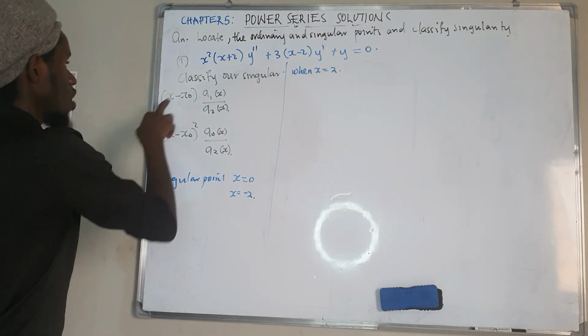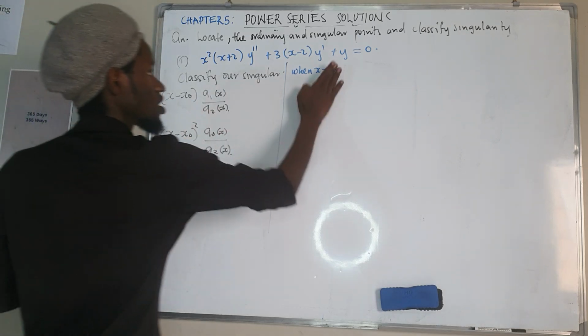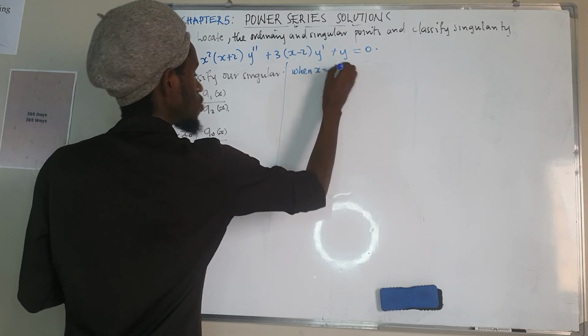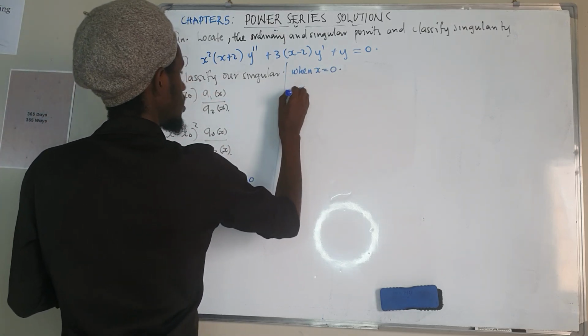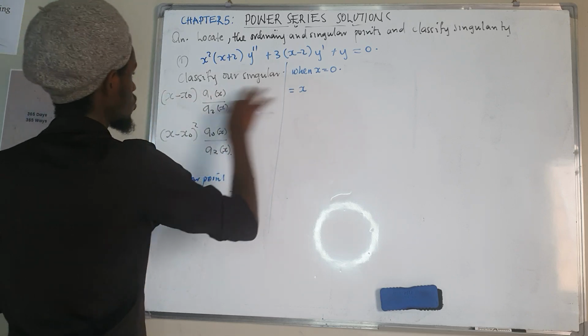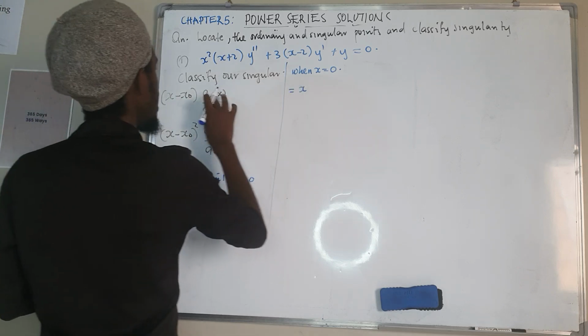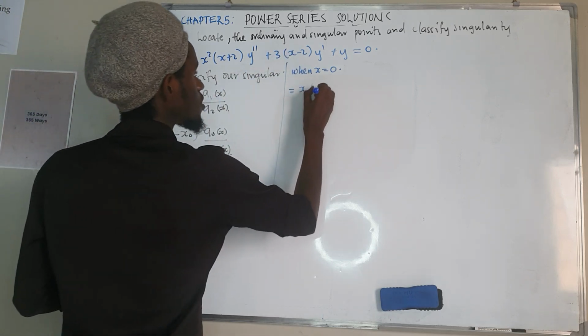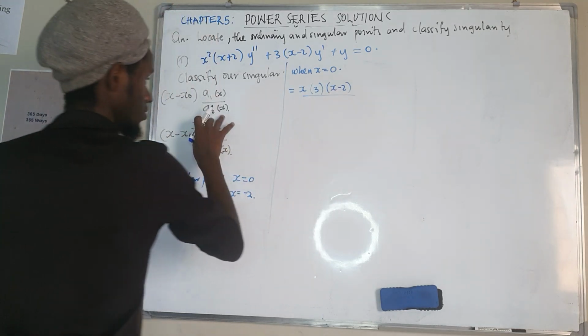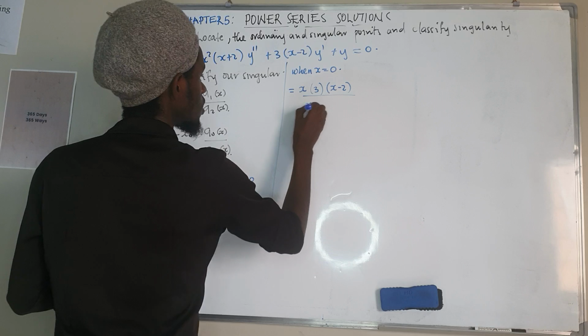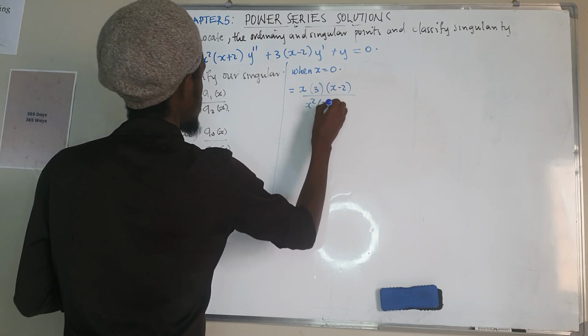If I put in x equals to 0, I have x minus 0, which is x. This first rational function is going to be x minus 0, which is x, times a1, so a1 is this 3 into x minus 2 over a2, which is x squared into x plus 2.